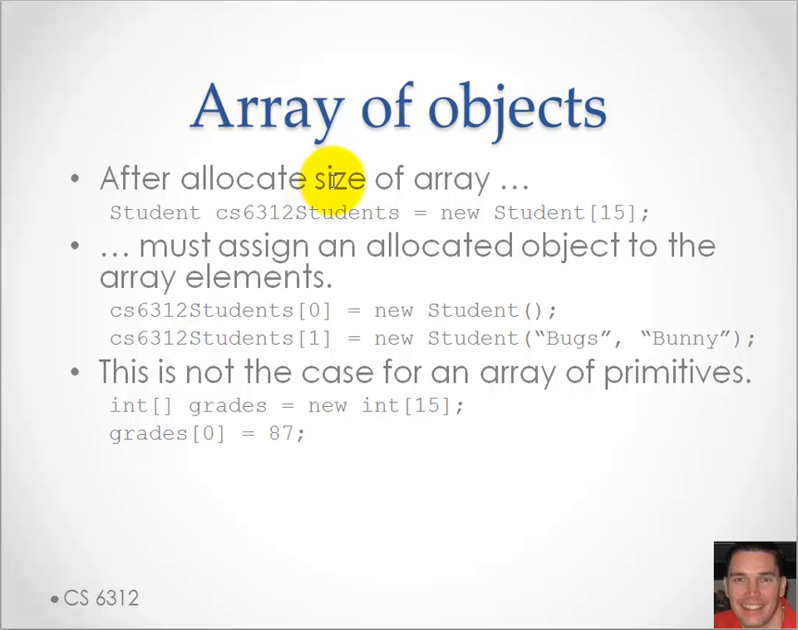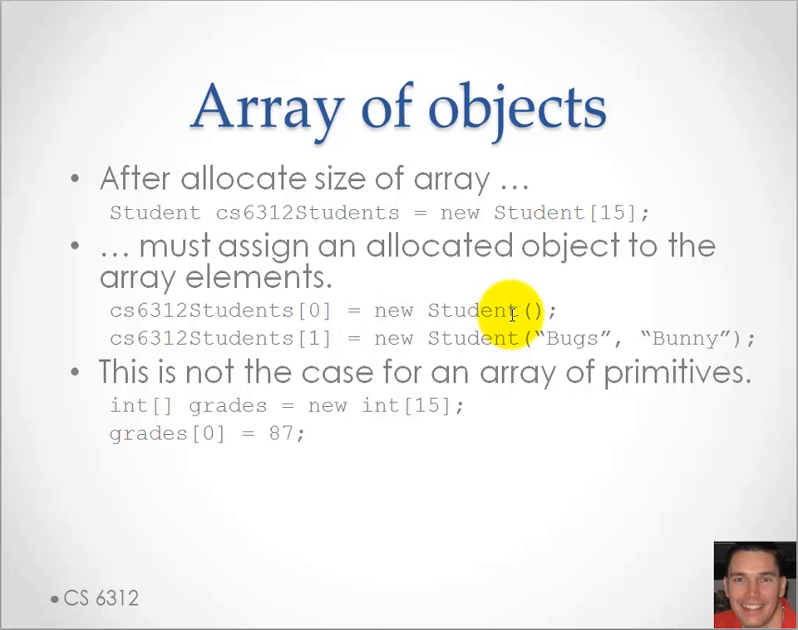When we're working with an array of objects, after allocating the size of the array, we must assign an allocated object to that array element. So here I've made a new student array, and in here, for each new object I'm going to place in that array, I must have an allocated object.